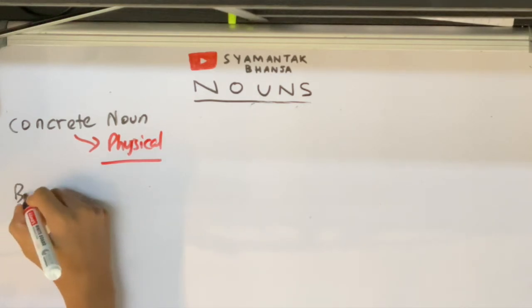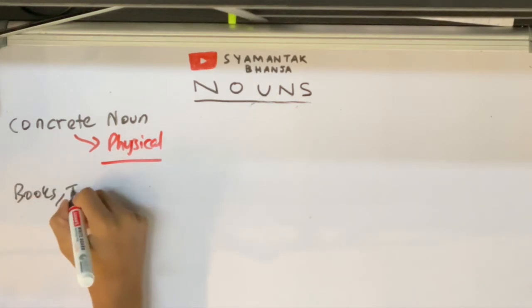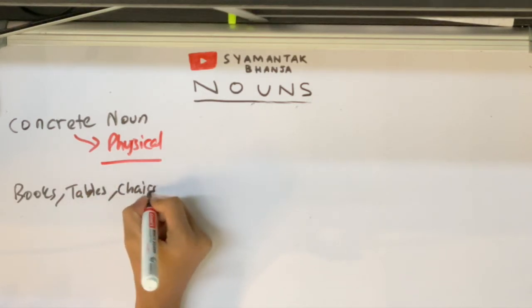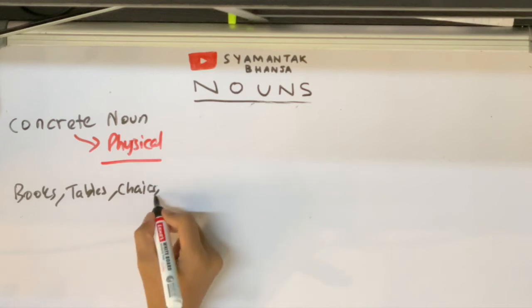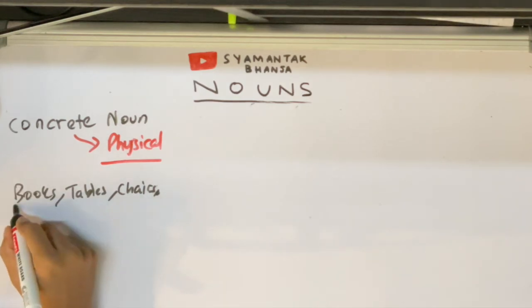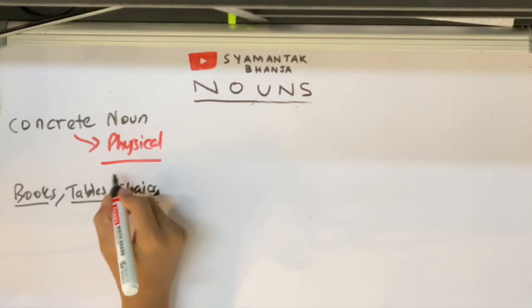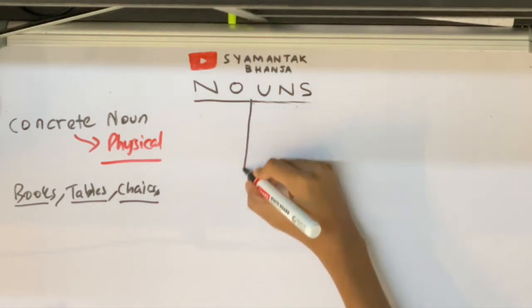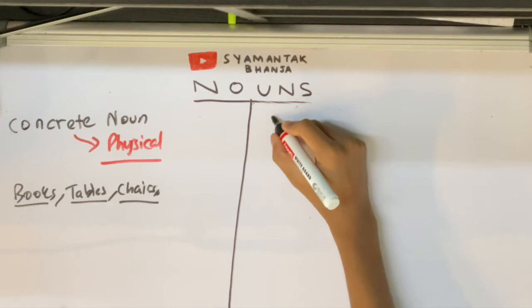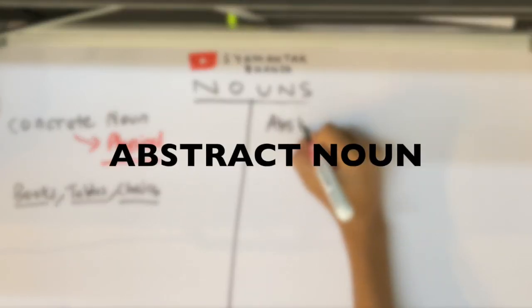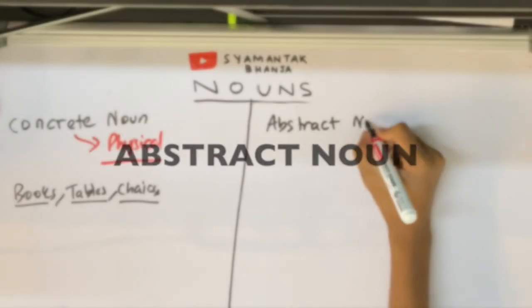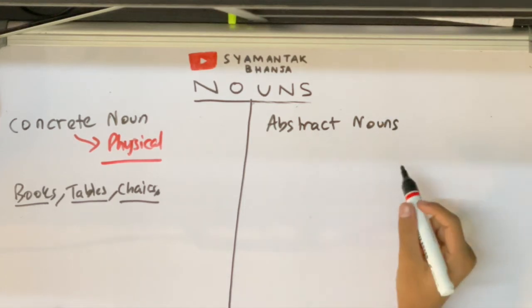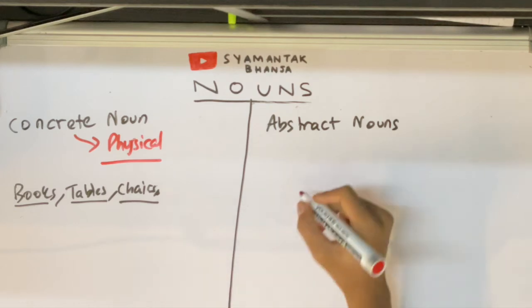For example, books, tables, chairs. So all these things are physically present, all of them. And now you have the exact opposite of the same, that is abstract nouns. And they are things that are not physically present, but they can be felt.